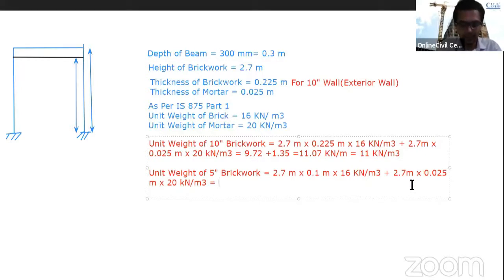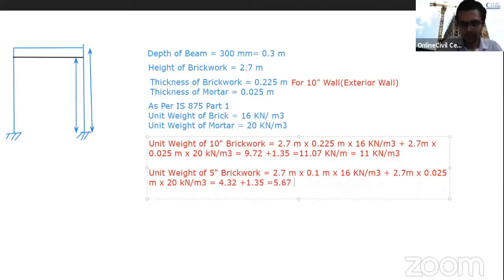So the calculation we'll do here will be 2.7 into 0.1 into 16, which is equal to 4.32, plus your 2.7 into 20 into 0.025. So it will be 1.35. Remember that the thickness of the plaster will be a little bit less, because we go for the inner faces. So it will be 4.32 plus 1.35, approximately 5.67 it is coming.